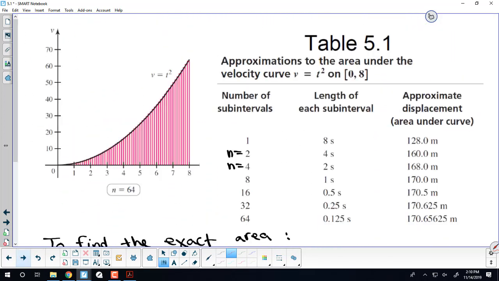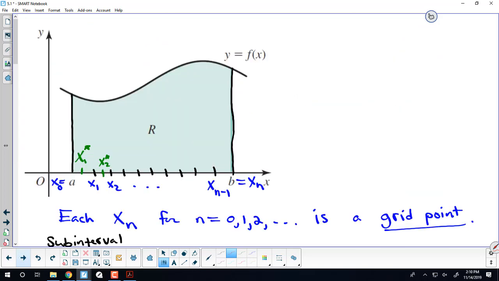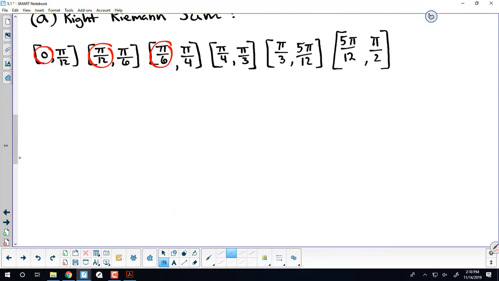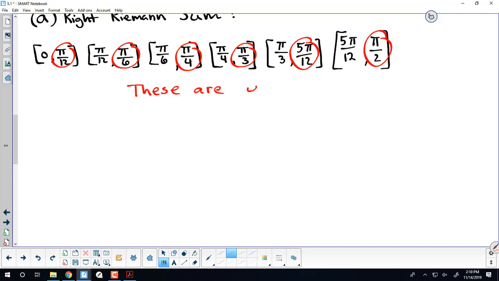Pi over 12, pi over 6, pi over 4, pi over 3, 5 pi over 12, and pi over 2. These are your x stars sub k.